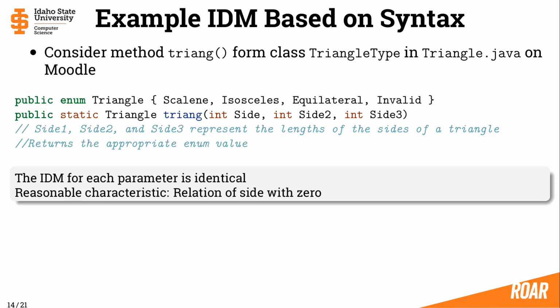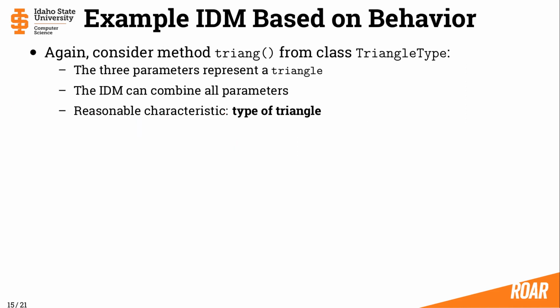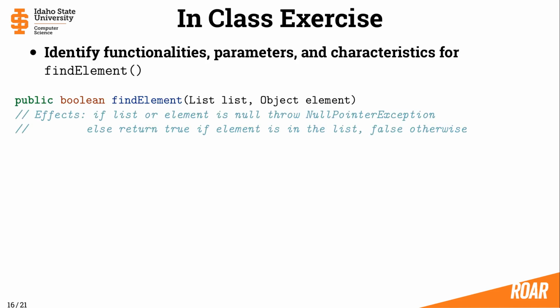Okay. So now, we also can consider the method from TriangleType again, where we could think about our parameters all together representing a type of triangle. And so then the IDM would combine all parameters together, and the reasonable characteristic might be type of triangle. Okay, so this is the second way of doing it, but we're going to focus on that first one, okay?